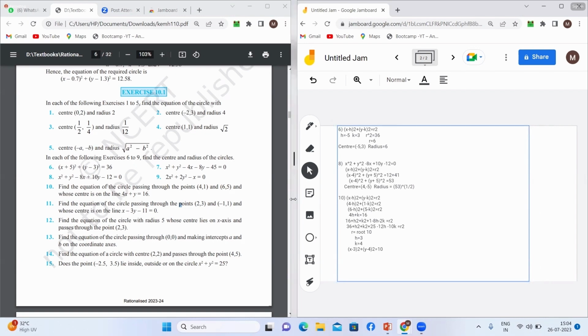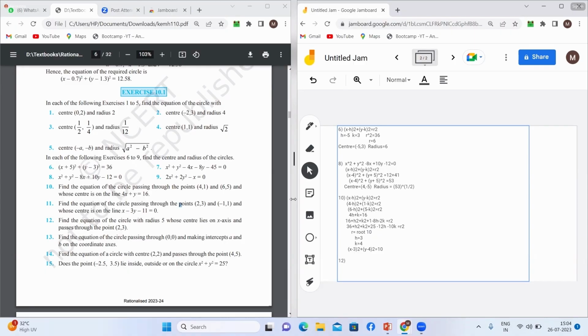To question number 11. What are they saying? They are saying: find the equation of circle passing through the points (2, 3) and (-1, 1) and whose center is on the line this. Let me leave this question because this is again the same question.